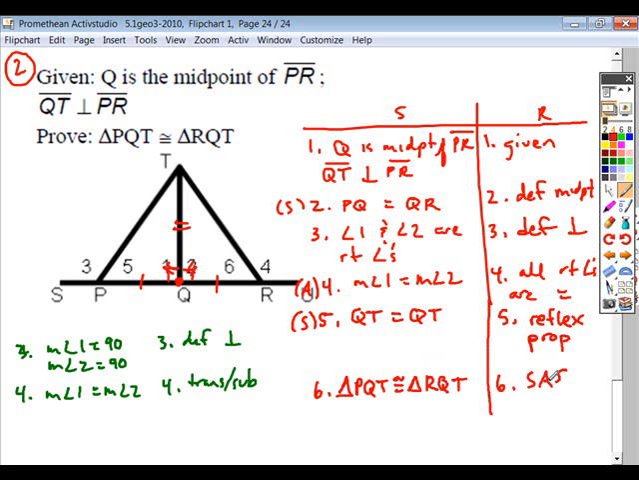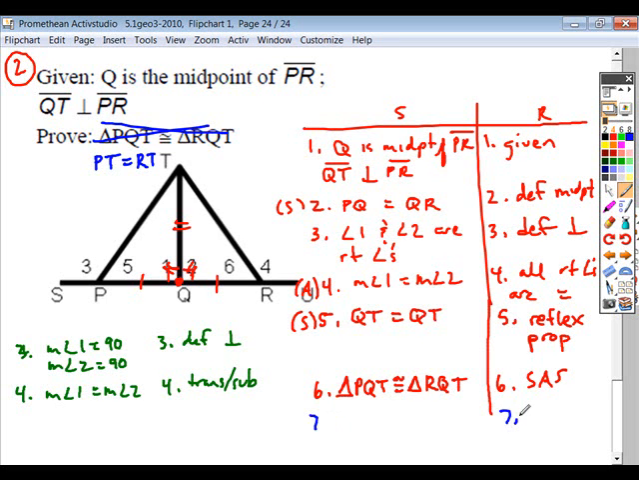Now, this would be the end to this proof. I want to add one more thing just so you can see. If instead of this proof stating, prove that PQT and RQT are congruent, what if this proof had asked us to prove that PT is equal to RT? If it had asked us this particular step, we would have one final step to this proof. You'd still need to show congruence of triangles.